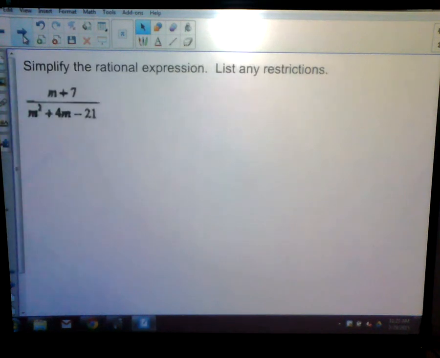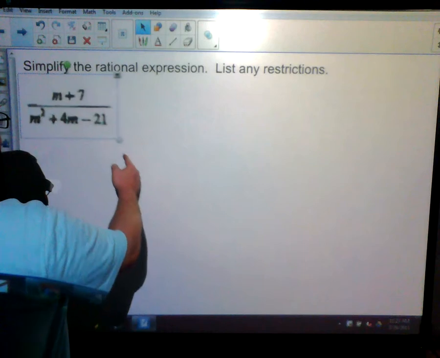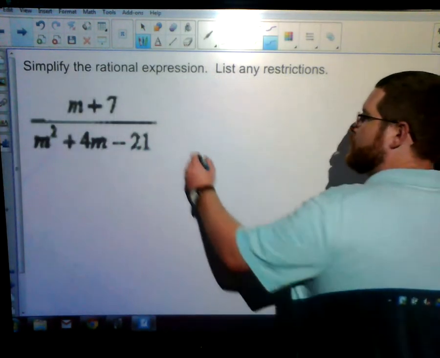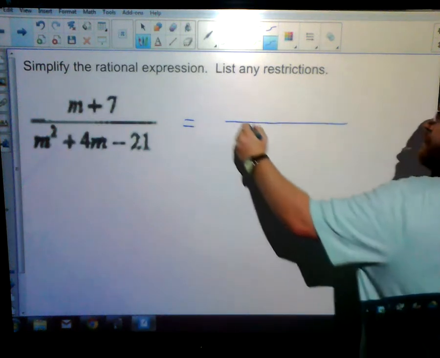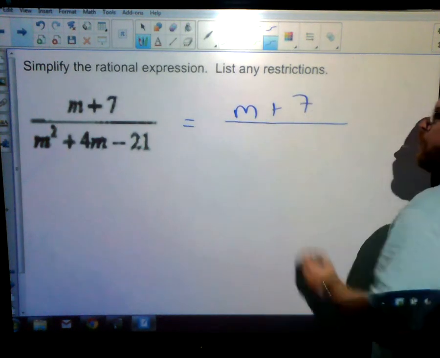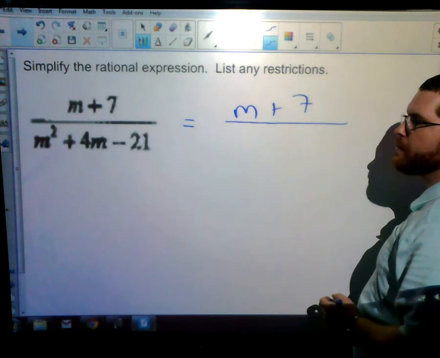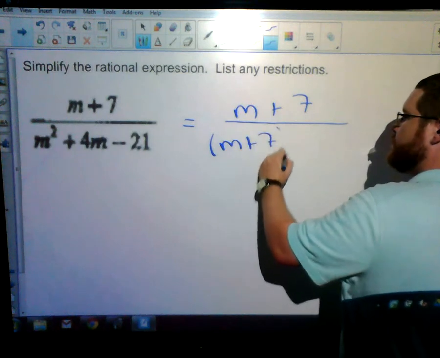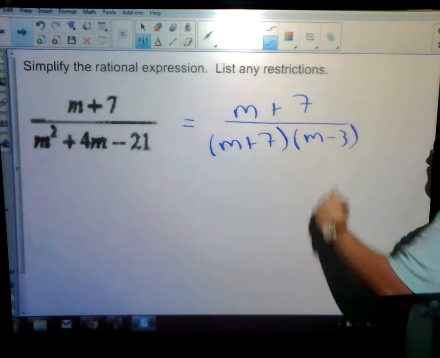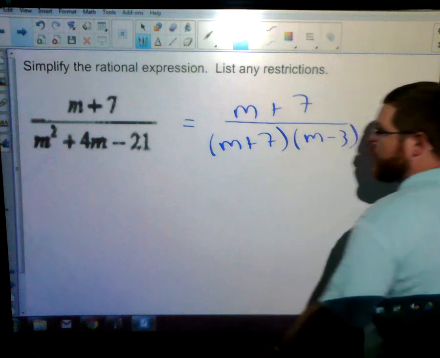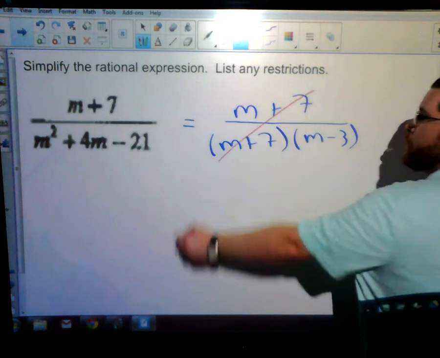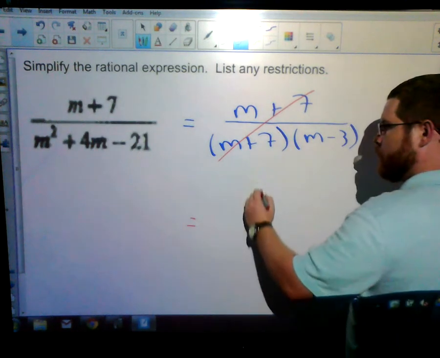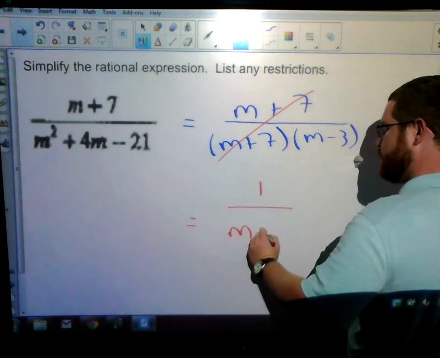Before we get into it too much, let's simplify this one. So I've got m plus 7 over m squared plus 4m minus 21. Let's factor this thing. M plus 7 over what two numbers will multiply to negative 21 and add to 4? 7 and negative 3. Can you see anything that will cancel? The m plus 7s will cancel. So what's left on top if there's nothing left? I got to put something there. 1 over m minus 3.